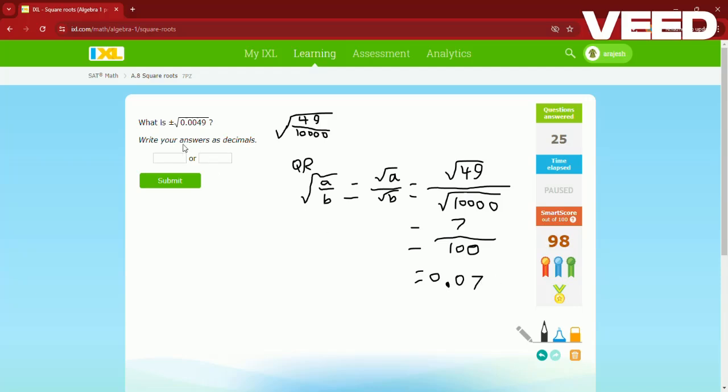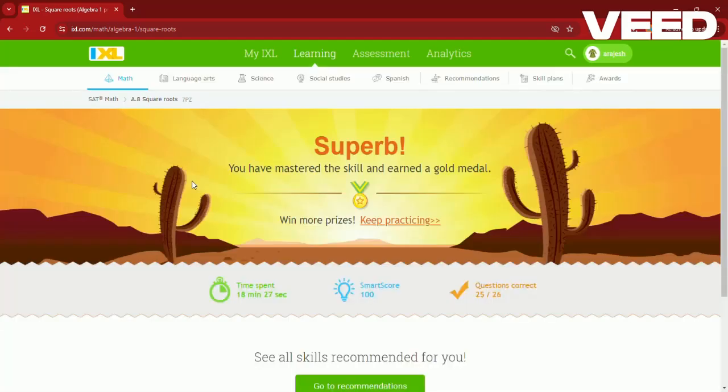And it will be 0.07. But that's not smart. It says plus or minus. So if you want to maximize your opportunity for getting this right, you gotta do it like this. So I'm going to say that while it's positive 0.07, it is also negative 0.07. Let's do this. Yeehaw! Well, I know it worked.